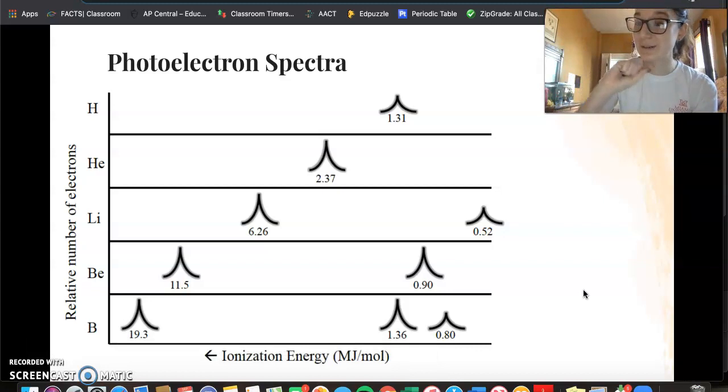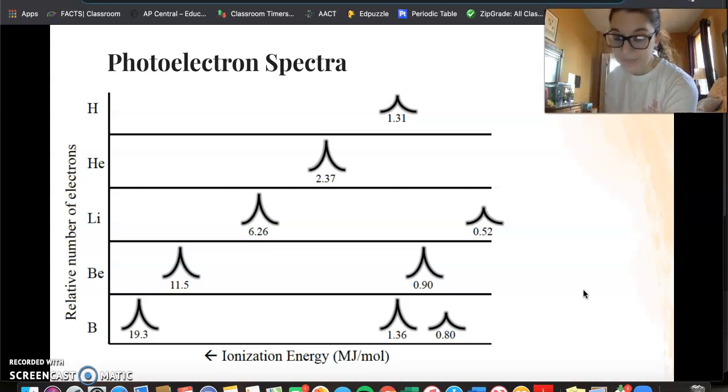Usually we expect the smaller number to be on the left and the bigger number to be on the right. For PES data, this is typically flipped, so just keep that in mind. Higher energy is actually to the left, not to the right. Hydrogen only has 1 electron, so its peak is half as tall as that of helium. The height of the peak corresponds to the number of electrons with that ionization energy. That is why hydrogen's peak is half the height of helium's peak. There are twice as many electrons in helium as in hydrogen.